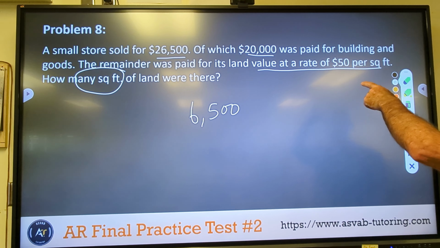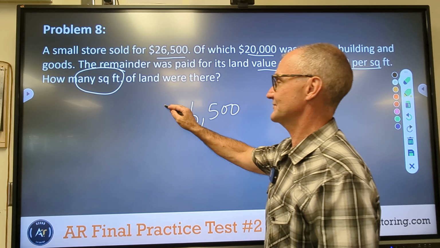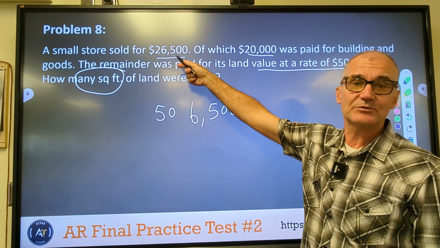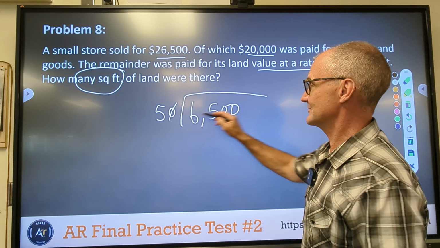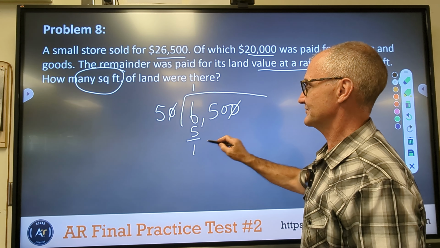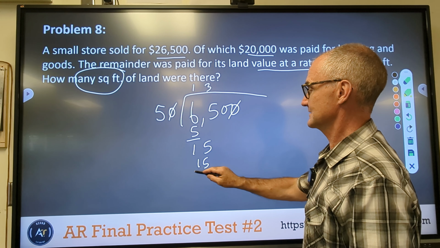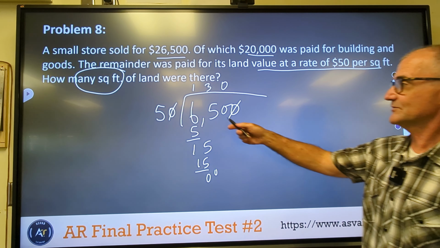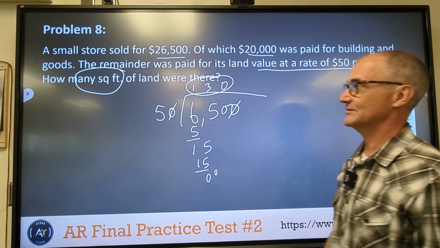And then this is a rate of $50 per square foot, and we want to know how many square feet. So I'm going to see how many times 50 goes into the remaining amount after I subtract 20,000 from 26,500. The way I could do this, I just drop a 0 off of each. 5 goes into 6 one time. 1, 5. 15 goes in there 3 times. 15. 0, 0. And goes in there 0 times. So 6,500 divided by 50 is 130 square feet.